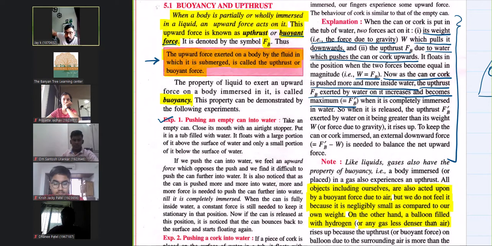So you keep on pushing the body more and more inside the water, the upthrust also increases and becomes maximum. When it becomes maximum, when the body is completely immersed in water, then it does not increase. Once you have completely submerged an object in water, the upthrust will not increase, it will be maximum. You can take it further down, the upthrust will remain the same.